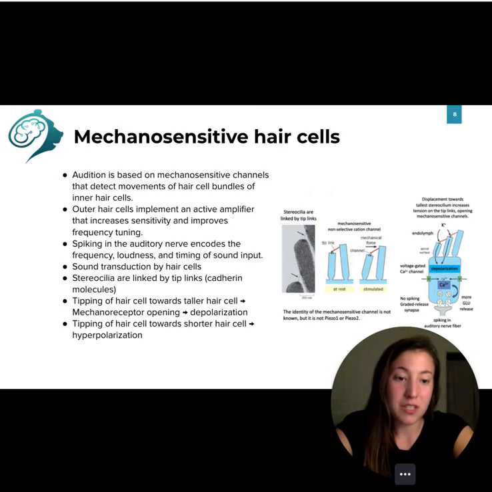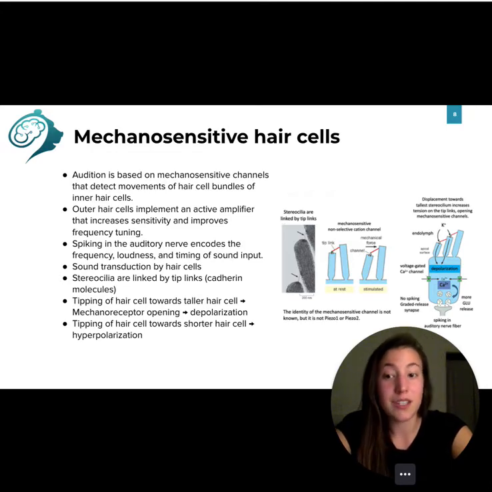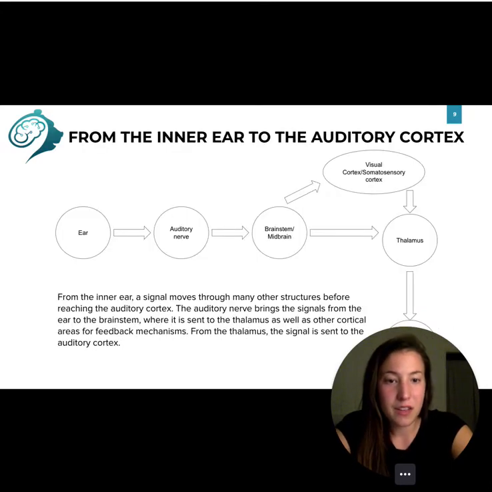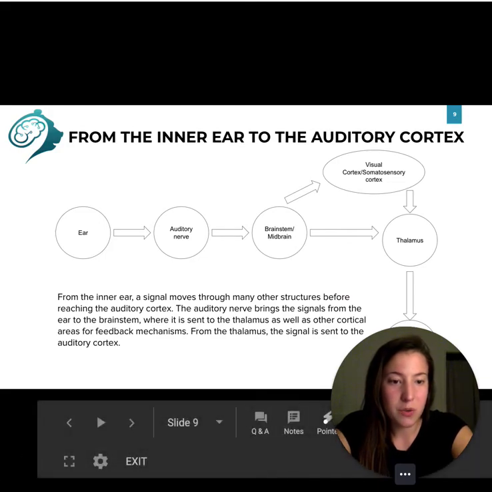So a deeper look into these mechanosensitive hair cells. When a signal is received, the hair cells, the shorter ones, tip towards the longer ones, which causes depolarization. And like I said before, spiking in the auditory nerve encodes for frequency, loudness, and timing of the sound input. The specific protein that links the hair cells is called cadherin, which is just a fun little fact. And so, yes, we already said that tipping towards a taller hair cell causes depolarization, so tipping towards a shorter hair cell causes hyperpolarization.